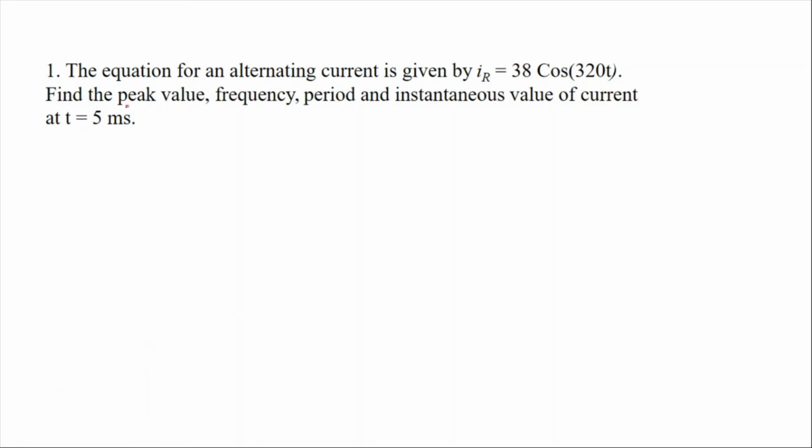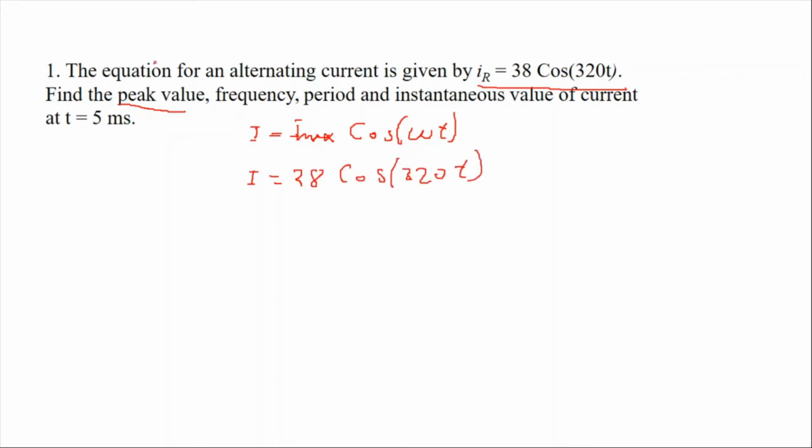Okay, so let's look at the peak value of the current. The general formula for the current is I = I max cosine ωt. And this is our current in the circuit. I is given as 38 cosine 320t. The peak value, as you see, these two correspond to each other. I peak, or I0, its peak value, or I maximum. Here we have written I maximum, so it will be 38 amperes.